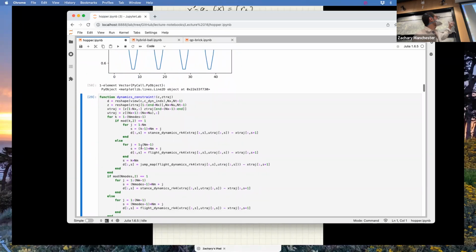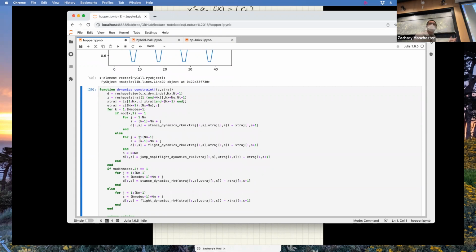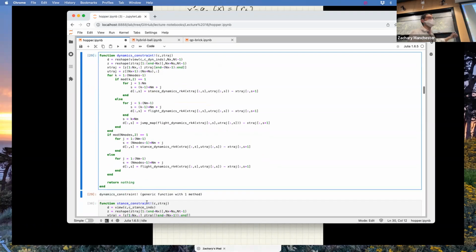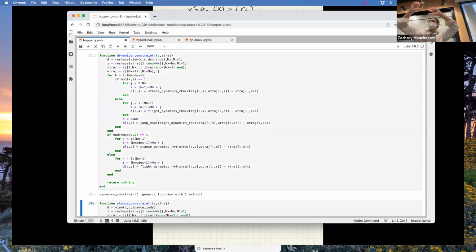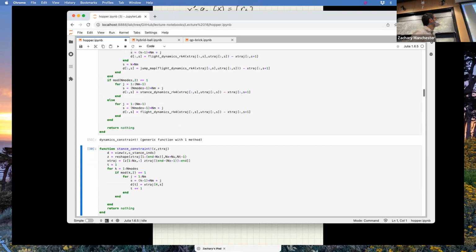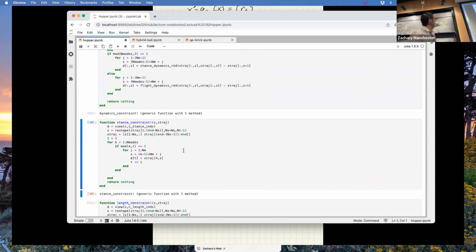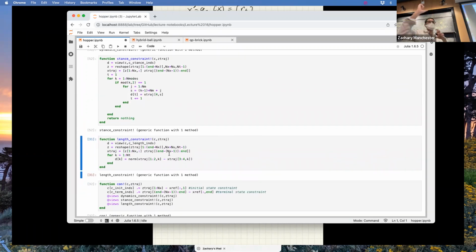Dynamics constraints. Okay, so this is looping through doing the thing we just talked about. So looping through stance phase dynamics, flight phase dynamics, jump map, stance phase dynamics, flight phase dynamics, and so on, jump map, right? Like we said, applying them to groups of 5 knot points, 5 knot points. Stance constraint, this is saying it actually has to be in contact with the ground when it's in stance phase. Length constraint, that's the prismatic joint length constraints we put in there.